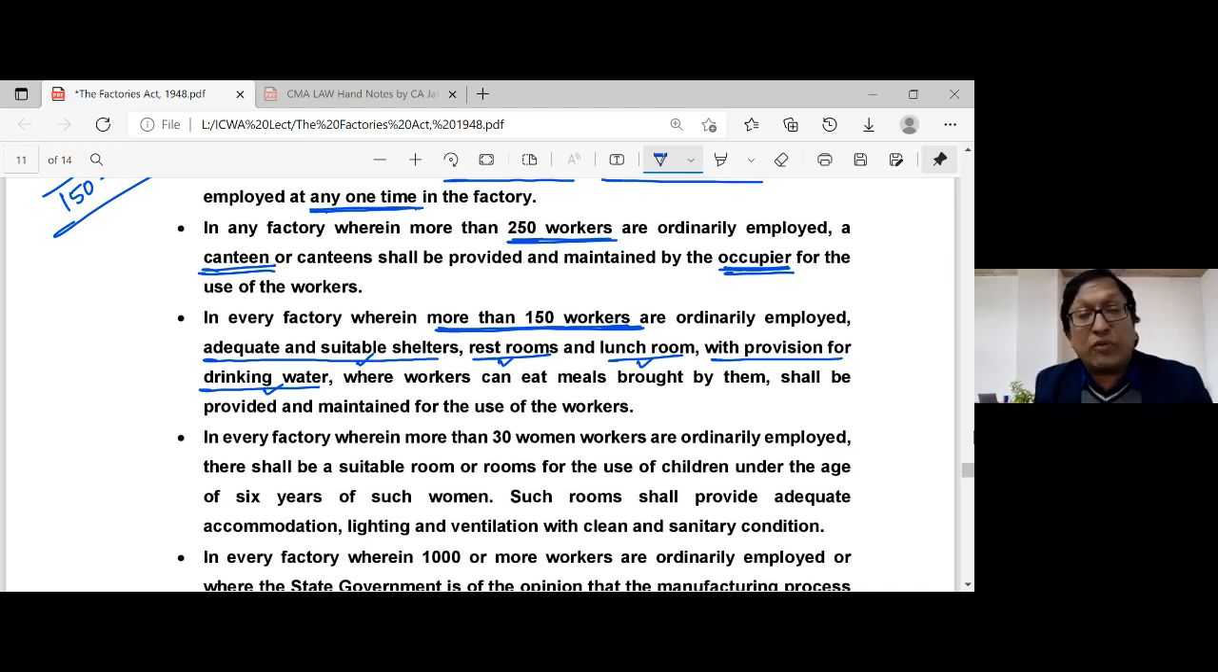Definitely, the occupier is not providing them meals. He is not providing them the canteen facility. Now, workers will bring their own meal. But what does the occupier of the factory need to provide them? He needs to provide them the room, the furniture, and the drinking water. These things must be provided to the workers.